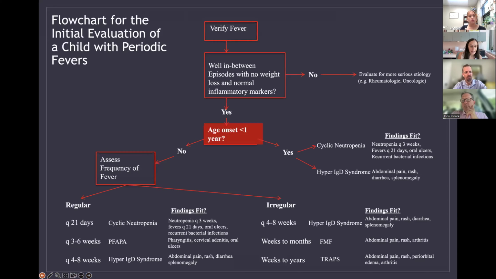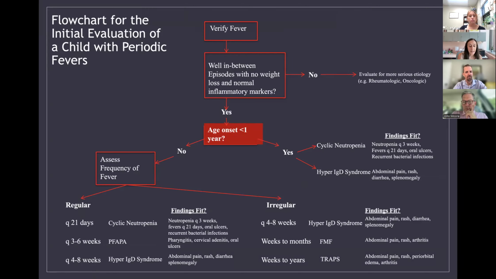Oh, sorry, let me go back. If it is over a year, then your options become a little bit broader. And really the major branch point comes down to whether the fevers are regular or irregular and how long they last. So what do I mean by regular?